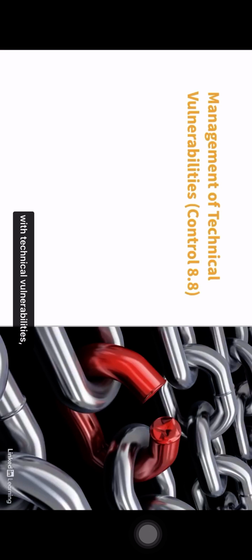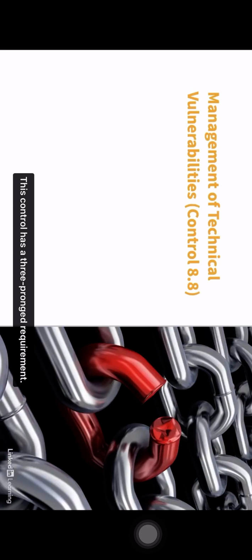No matter how strong your information security program is, your organization's systems will still end up with technical vulnerabilities, potentially opening doors to threats. Good security isn't about having zero vulnerabilities, it's about how you manage the vulnerabilities you have. That brings us to Control 8.8 of ISO 27001, Management of Technical Vulnerabilities.